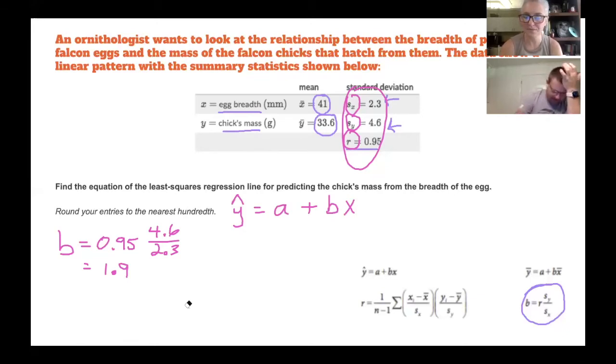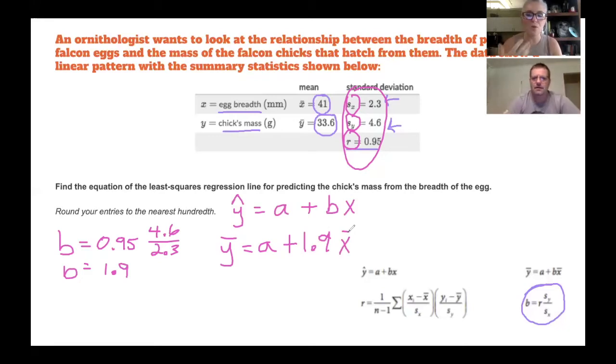Now that B right there is the same B in the linear regression model. So I'm going to take that 1.9 and put it in, and I'm going to use Y bar equals A plus 1.9 X bar. So he's flipping formulas right now from what we actually want, because he knows that we're given X bar and Y bar. So we're probably going to be using that one next. That's why he jumped to that formula.